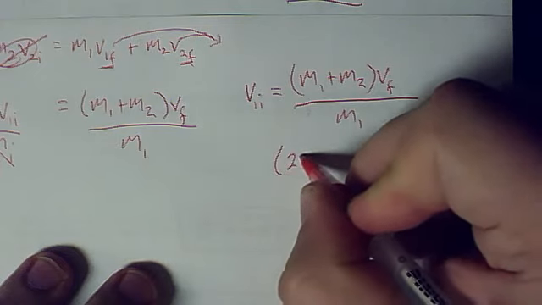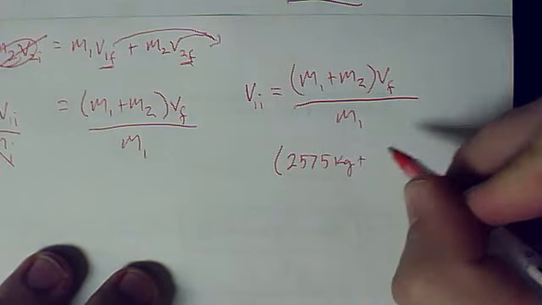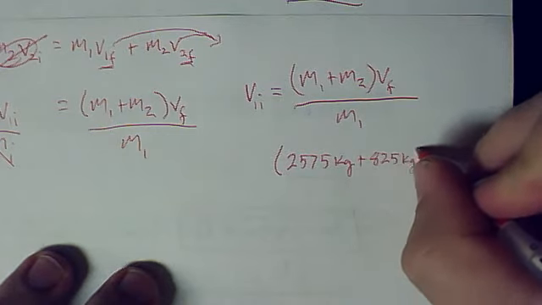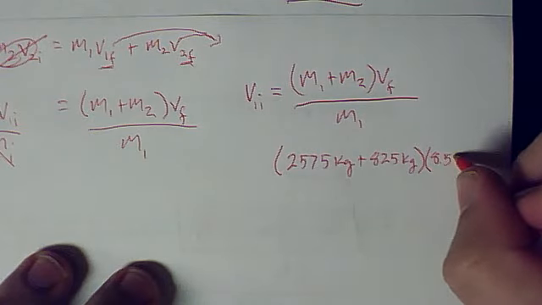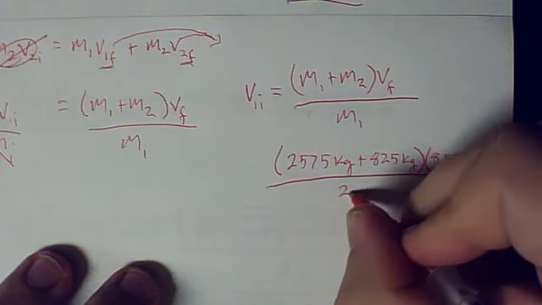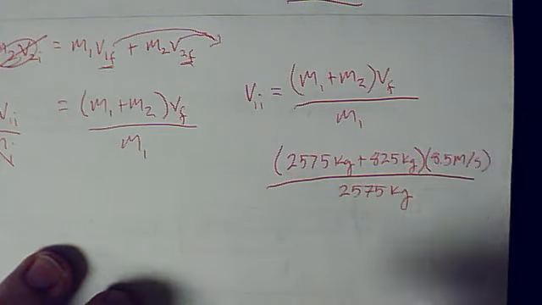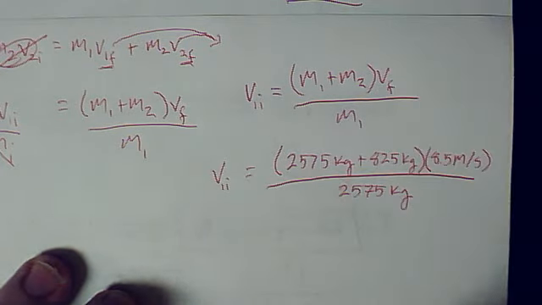Alright, well, m1 is 2,575 kilograms plus 825 kilogram car, and their final velocity is 8.5 meters per second, and I divide that by 2,575 kilograms to get my v1I.